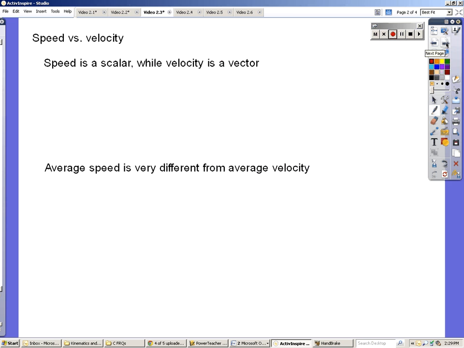Now, there's another term you've heard, and it means very similar things to velocity, that is speed. The basic difference between speed and velocity is that speed is a scalar. Now you should remember from last year that scalar means that it does not have a direction, while velocity is a vector, meaning it has a direction. For instance, if your velocity is 3 meters per second to the east, that's a vector because it's got a magnitude, 3 meters per second, and a direction, east. Your speed is just 3 meters per second.